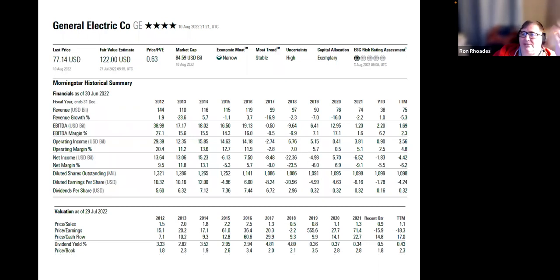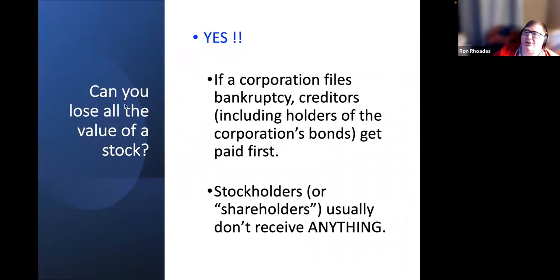Well, General Electric sales have gone down. If you look at their revenue from 2012, $144 billion of revenue. That's the amount of sales that the company had. It's gone down pretty much all the way through 2021, and it may be rebounding a little bit. We'll see in the next year or so.